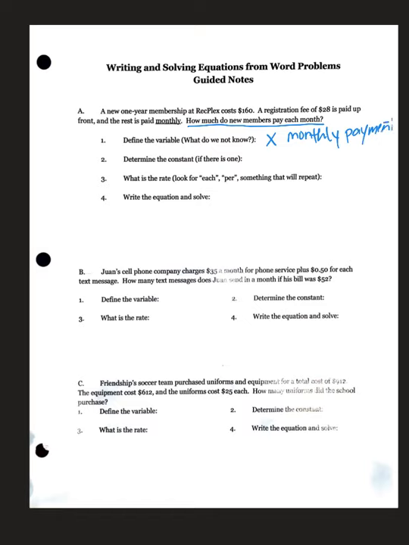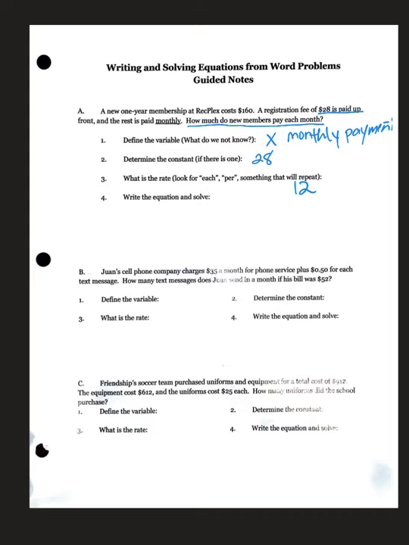Determine the constant. That is something that does not change. It's an upfront fee, a starting cost, something to that effect. And it tells us right here that $28 is paid up front. So the constant is 28. What is the rate? Well, the rate is how much are we paying per month, and how many months are there in a year? 12. So whatever that monthly payment is, we don't know, it's per each month, so 12.